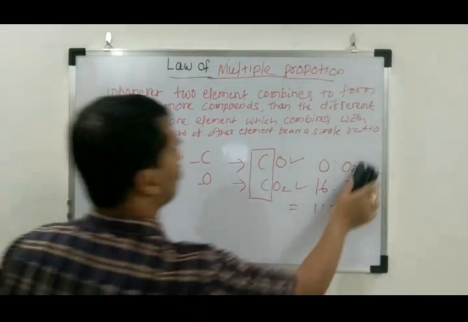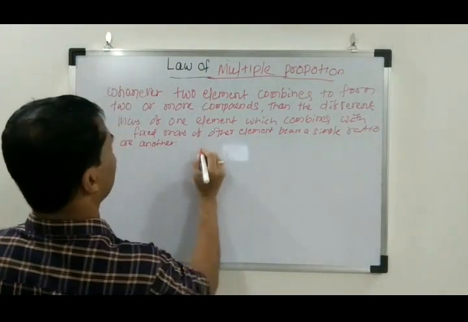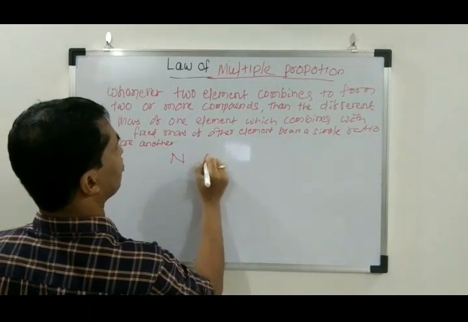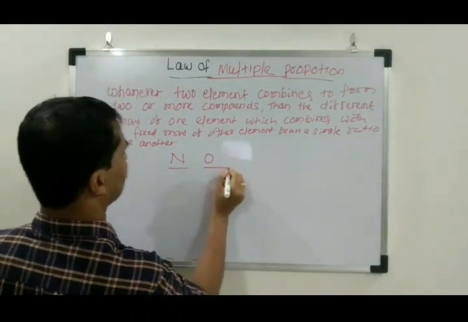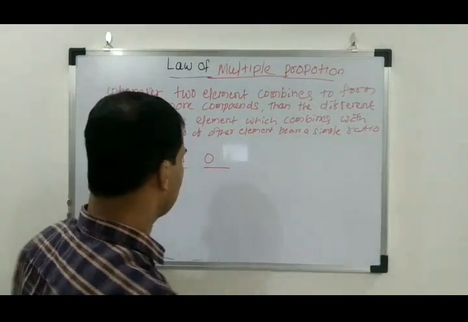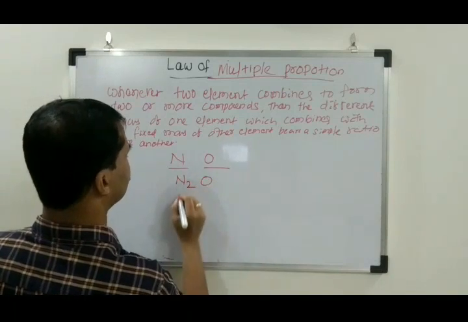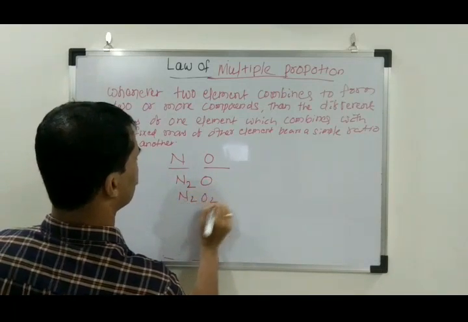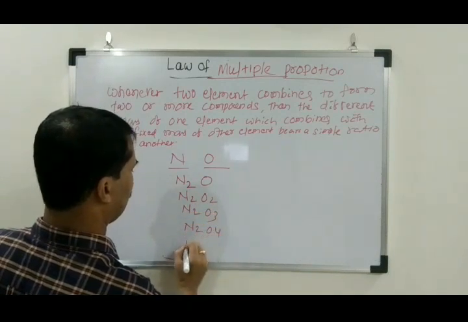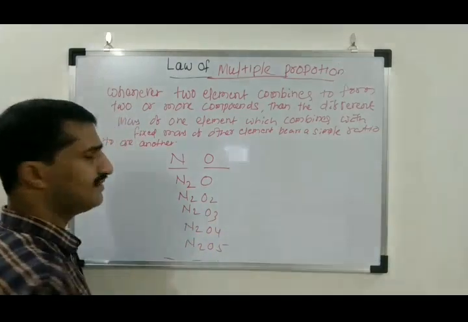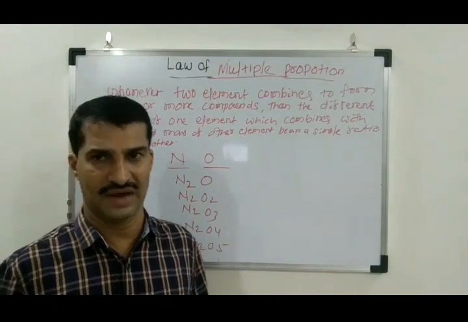Now another very good example: nitrogen and oxygen reacted. When nitrogen and oxygen react, we may get a variety of compounds. Let's see the compounds formed: N2O, N2O2, N2O3, N2O4, N2O5. These are the 5 types of compounds we can get when nitrogen reacts with oxygen.